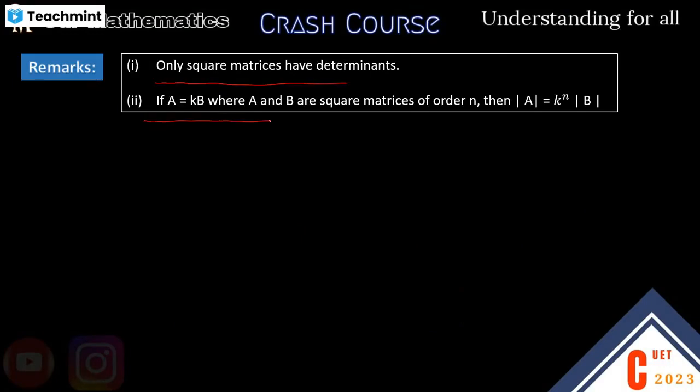There are two remarks: only square matrices have determinants, and if A is equal to kB, where A and B are square matrices of order n, then determinant of A is equal to k to the power n determinant of B. So the first one is clear, that only square matrices have determinants.